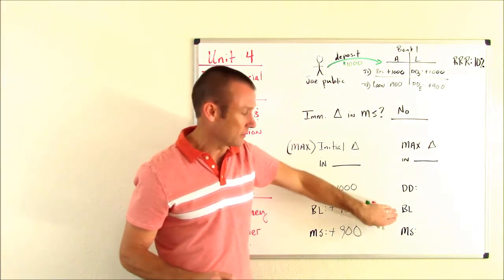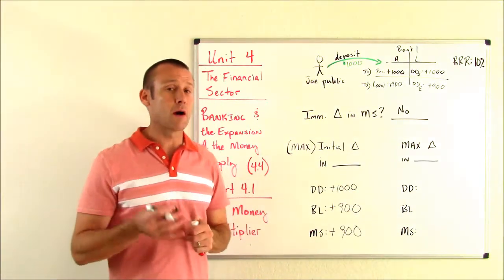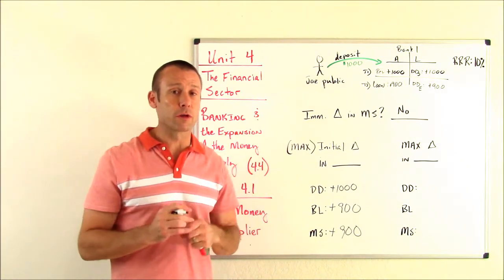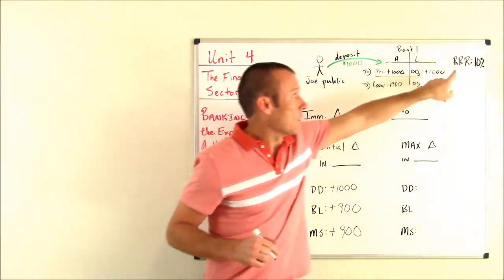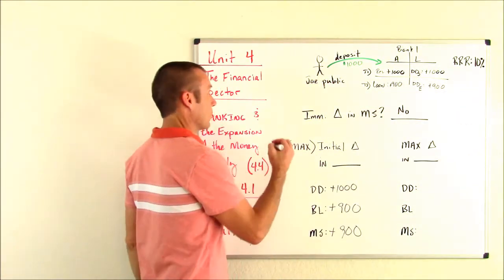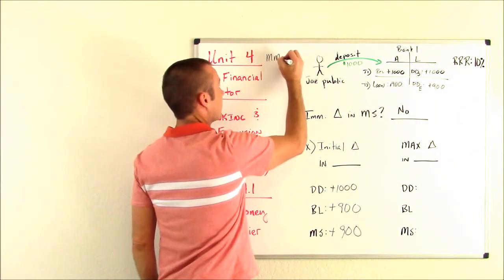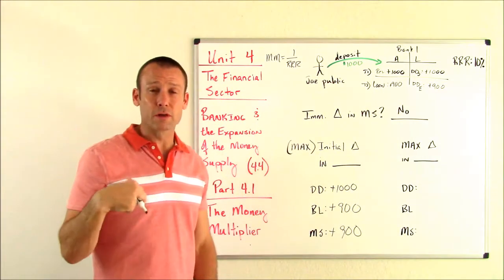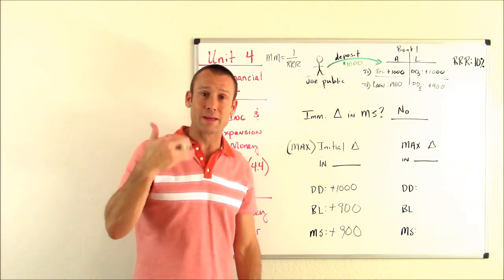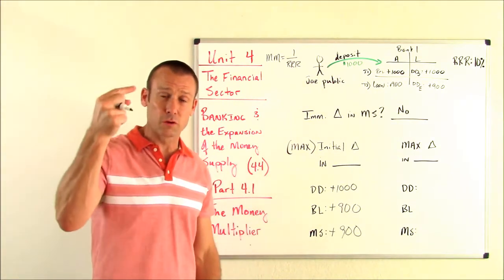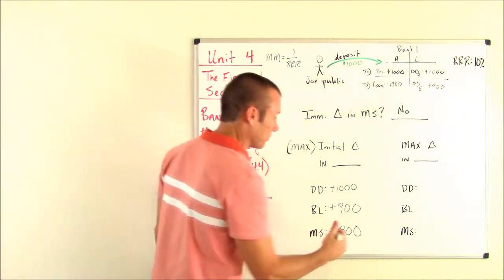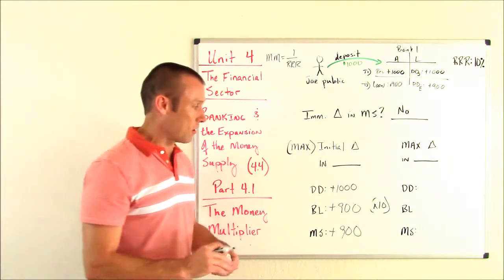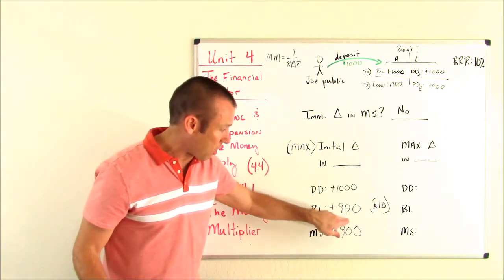All right, now how do I get these answers? Max change in demand deposits, bank lending, and money supply. Well, now I need the money multiplier. What is the money multiplier? It is 1 over the required reserve ratio. So the required reserve ratio is 10%. The money multiplier equals 1 over RRR. 1 over 10%, or 1 over 0.1, is 10. In other words, 0.1 goes into 1 10 times. I'm just going to write times 10 right here, because I'm going to use this money multiplier for all of these.